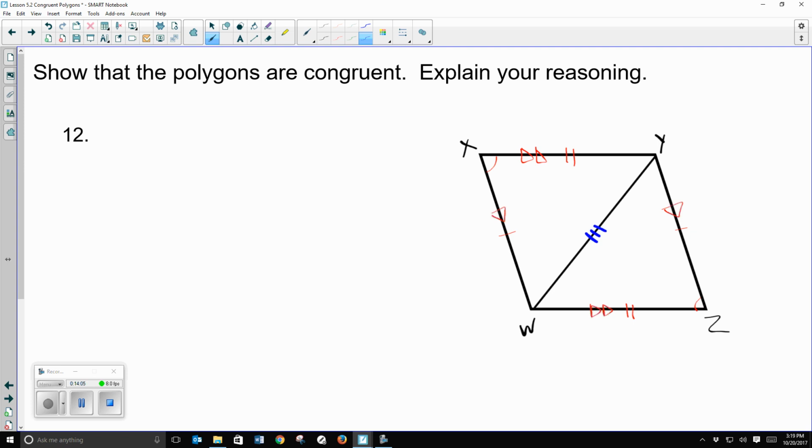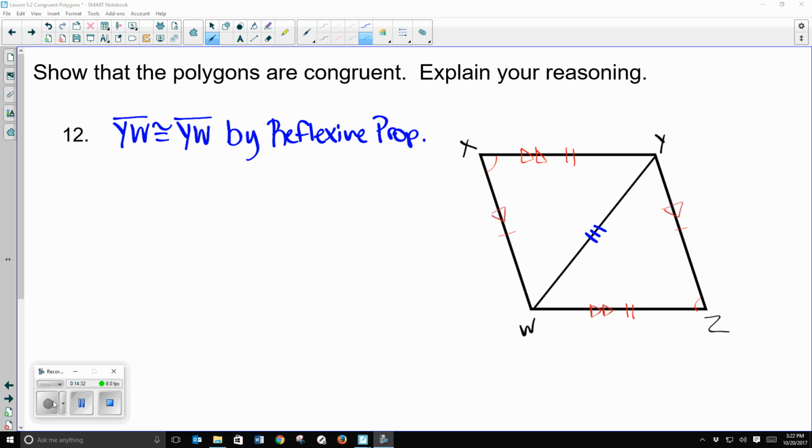We have to show that YW is congruent to YW. That seems crazy because we know that something is congruent to itself, but we have to show that because it's in 2 different triangles. And the reason that we know that is by the reflexive property. Then we know that these two are congruent to each other.